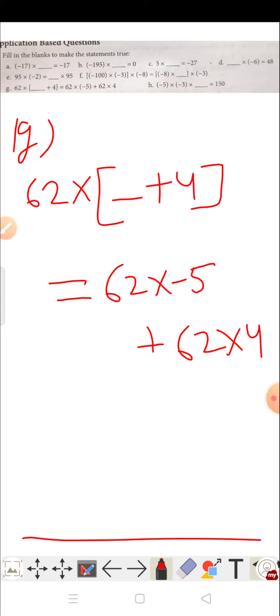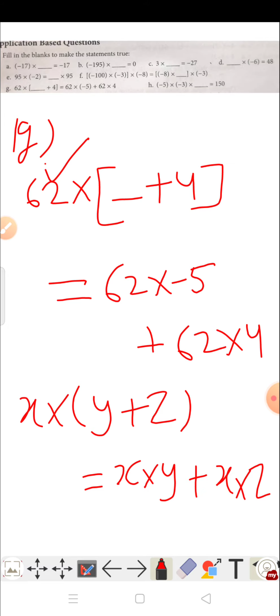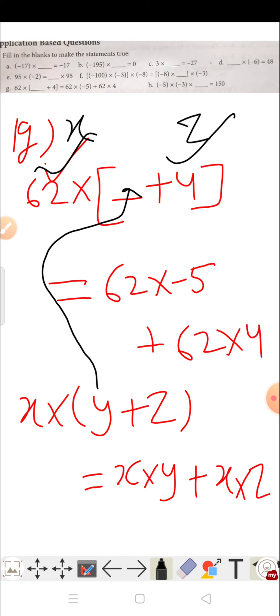Now, as you know about the distributive property of multiplication over addition. What is the statement of the property? Look at here. According to distributive property, x multiplied by y plus z is equal to x multiplied by y plus x multiplied by z. Now look at here. X is 62. Clear? What is x? 62. And y we have to find. This is our z, which is equal to 4, this is our x, and y we have to find.